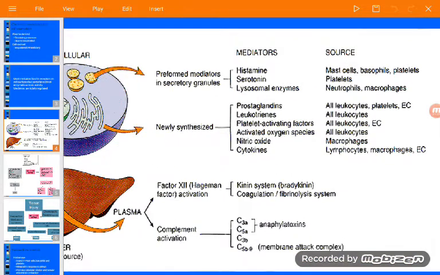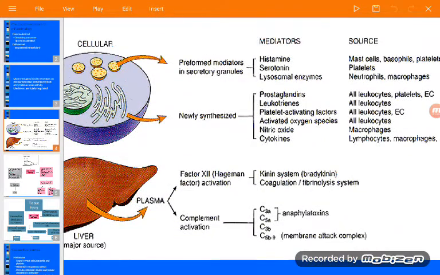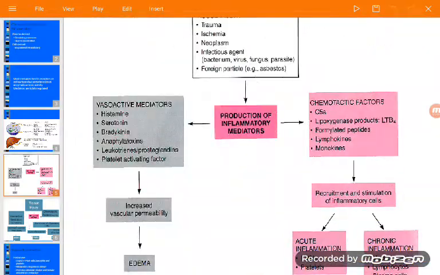There are other mediators that come from the plasma, secreted by the liver. The major source is the liver, like factor 12, Hageman factor, which activates the kinin, the bradykinin system, and the coagulation and fibrinolytic system, and proteins of the complement, which are synthesized by the liver.